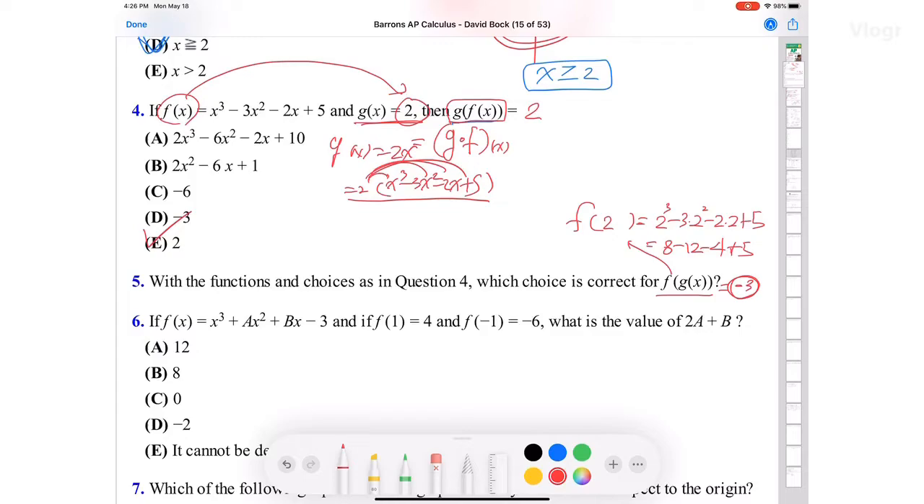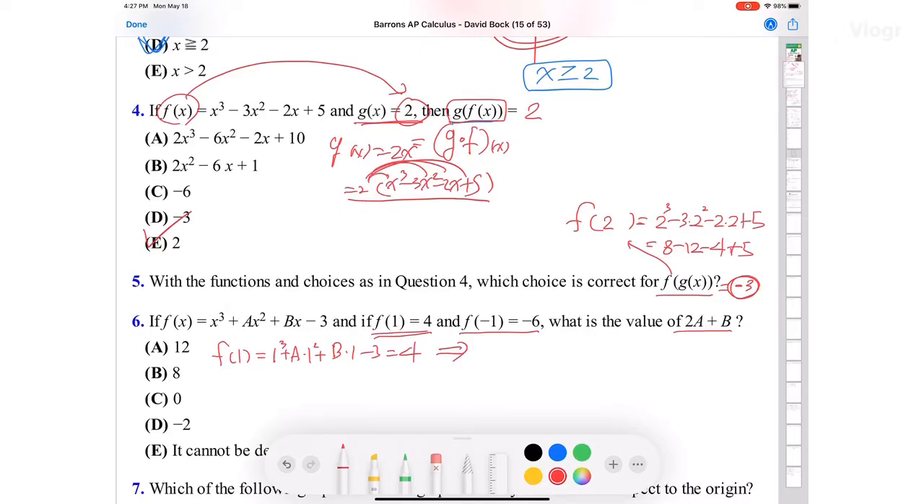f of x equals x cubed plus a x squared plus b x minus 3. The f of 1 is 4. F of negative 1 equals negative 6. And then find 2a plus b. F of 1 is equal to 4. What does it mean? When x equals 1, y must be 4. So f of 1 means plug in 1 for x, right? 1 cubed, plus a times 1 squared, plus b times 1 minus 3. That must be 4.